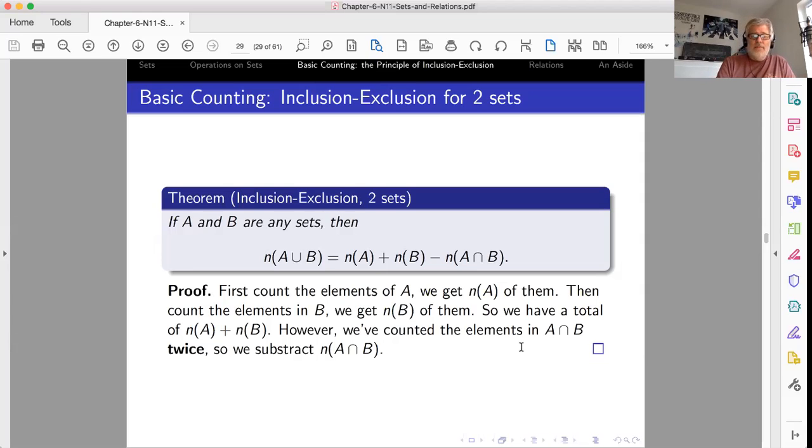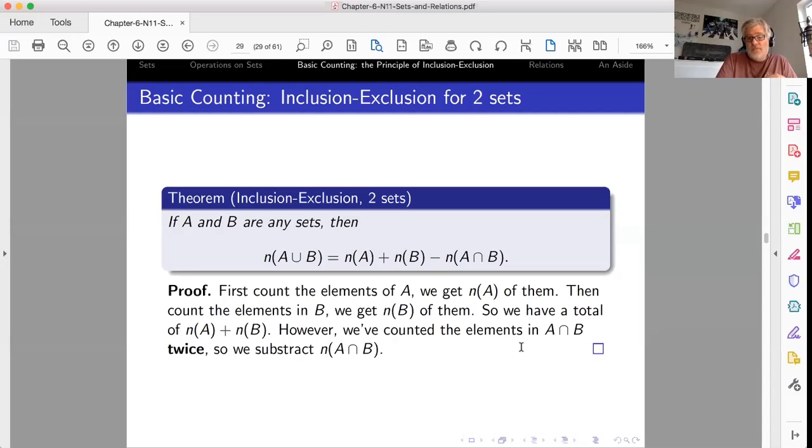So I'm going to count the elements in the union of A and B as follows. First, I count the elements which are in A. So I get n of A of these. Then I count the elements which are in B. I get n of B of those. So I've counted a total of n of A plus n of B. But I might have made a mistake, because there are some elements which I might have counted twice. Which are these? These are the elements which are in A and in B. If an element is both in A and in B, I've counted it twice because I counted it when it was in A and I counted it because it was in B.